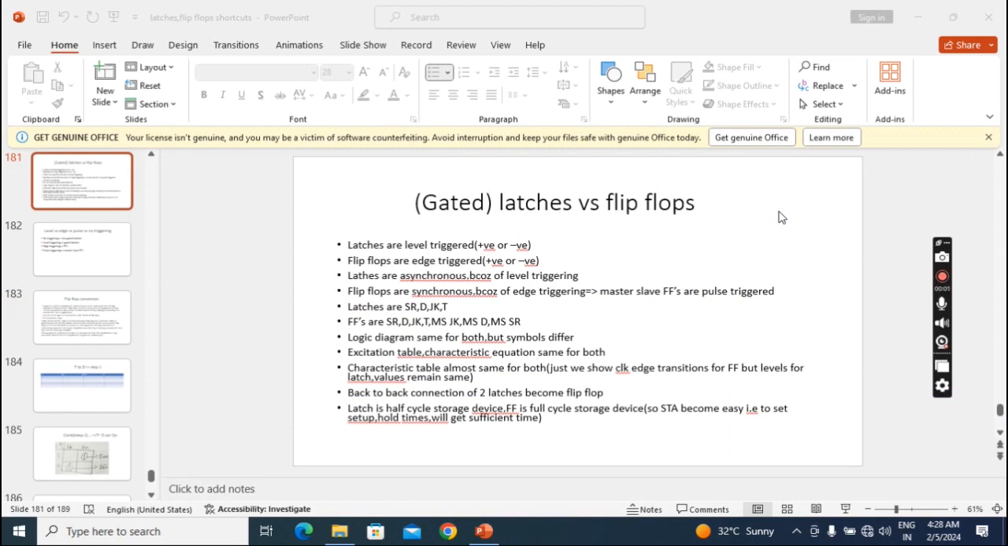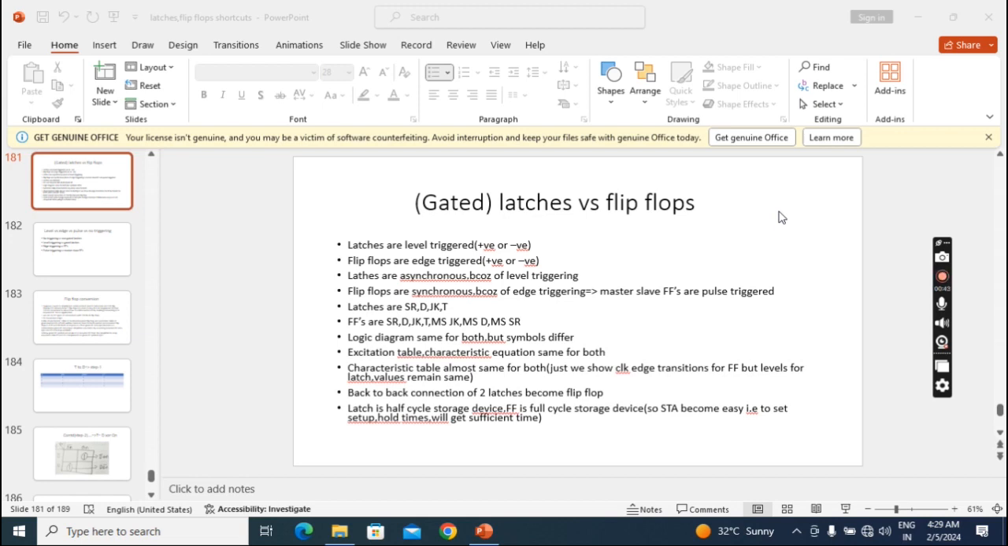In this lecture, we'll discuss the differences or comparison between gated latches and flip-flops. Nothing but latches and flip-flops. If we take latches, they work with level triggering. Okay, so latches are level triggered and flip-flops are edge triggered. This is one difference. And we can also say latches are asynchronous because of level triggering and flip-flops are synchronous because of edge triggering. Of course, master slave flip-flops we can call as pulse triggered. They are also synchronous. Okay, so this is another difference.